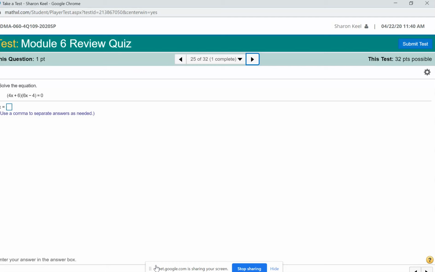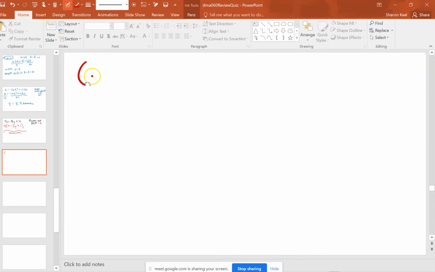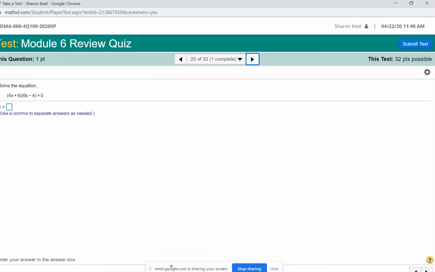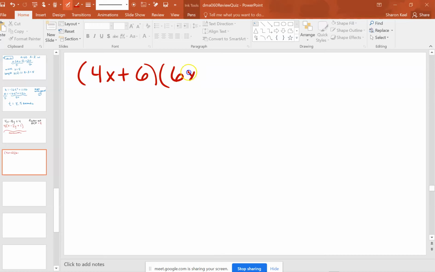We are to solve this equation, which means we want to give a solution for what x is equal to. As you see here, x equals. So we have a 4x plus 6 and we have a 6x minus 4. Everything is equal to 0. For this one, we are to solve for x.